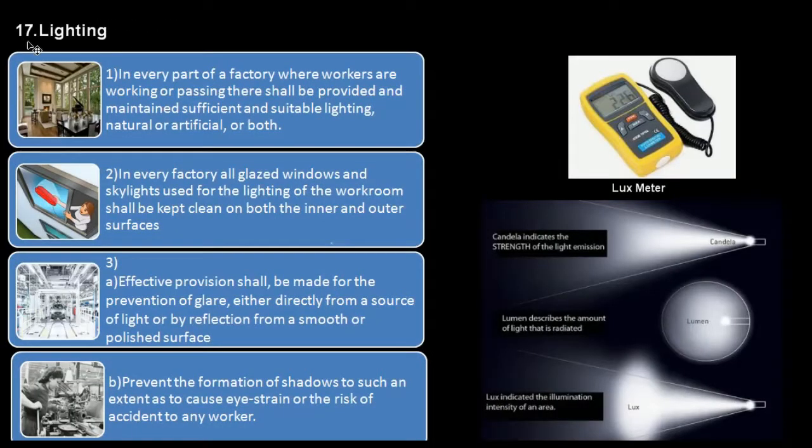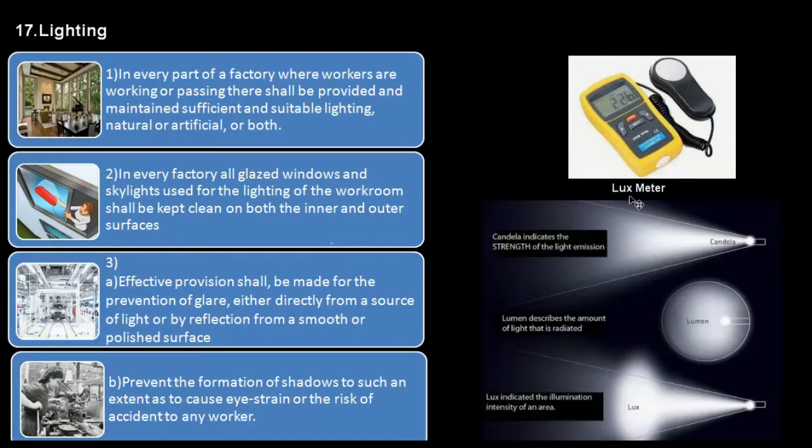Now we'll learn about section 17, that is lighting. In this section there are 4 subsections, but before going to these subsections we'll learn about light. What is the instrument used to measure light, how light is measured, and what are the different terms and units in light.